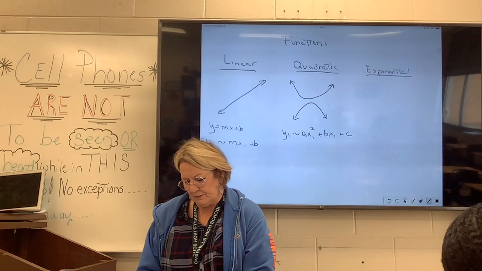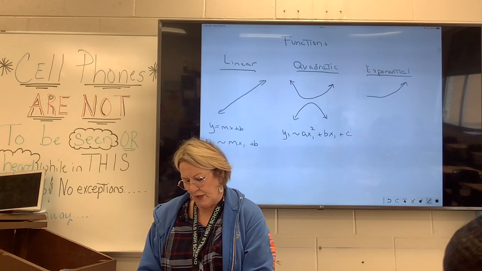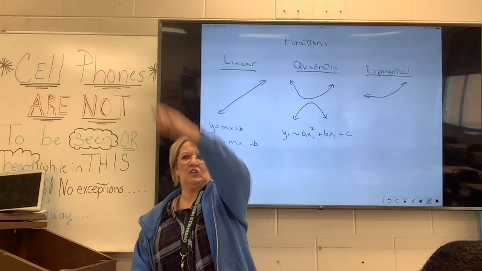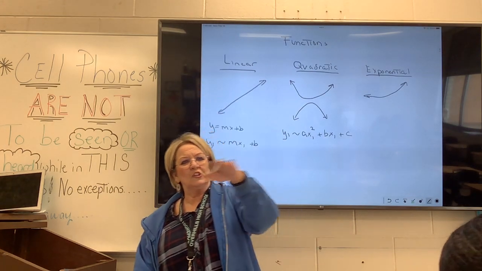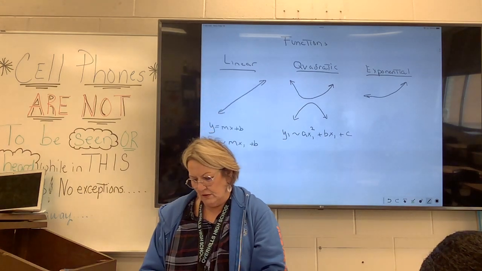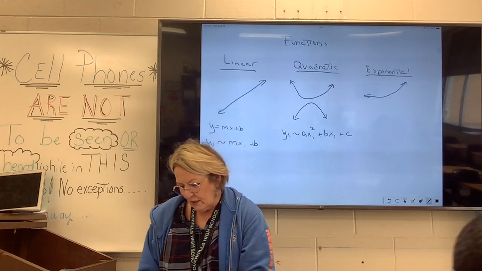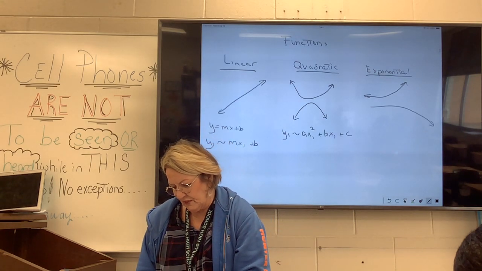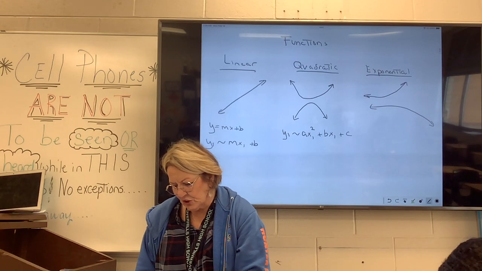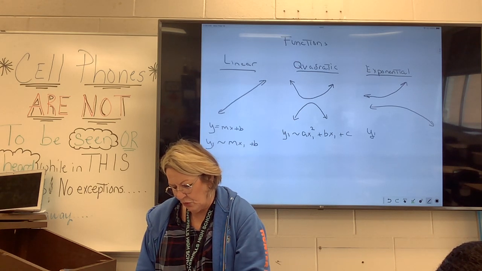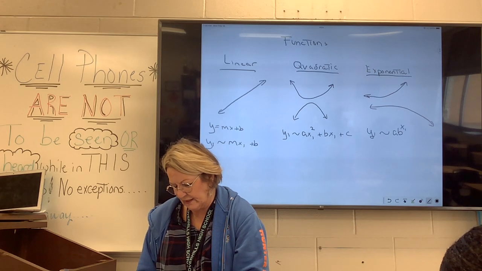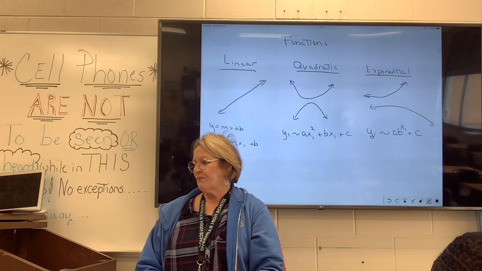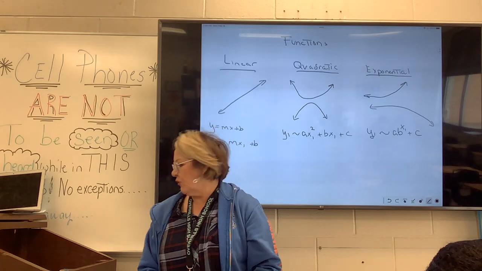If you're dealing with exponential, exponential is kind of half a parabola, kind of straight, and then it curves up really fast, or it could curve down really fast. It could be either shape. Exponential, you'll use y1 tilde ab raised to the x1 plus c. Those are your three forms.